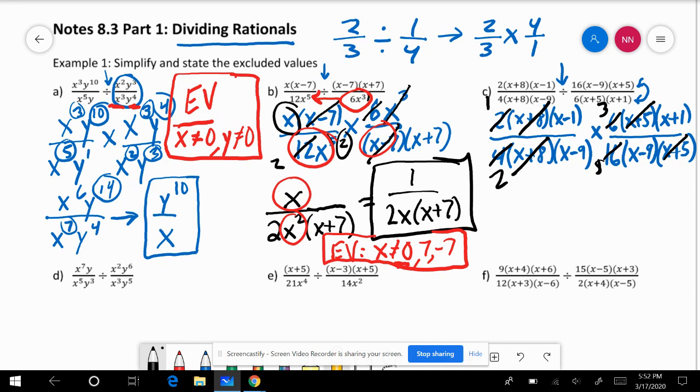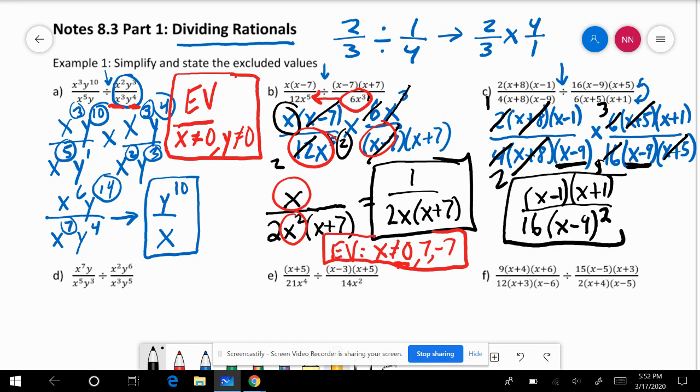And so what we have is we have x minus 1. We have x plus 1. We have 2 times 8, which is 16. We have an x minus 9 and another x minus 9. So I'm going to put a squared right there because that means that there's 2 of them. That right there gives me my answer.